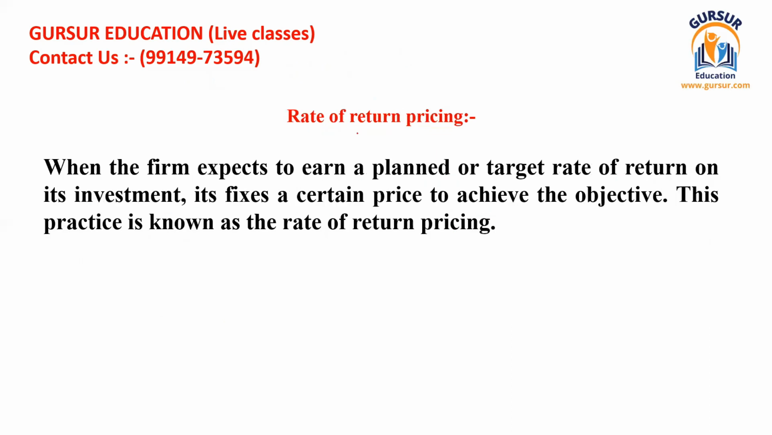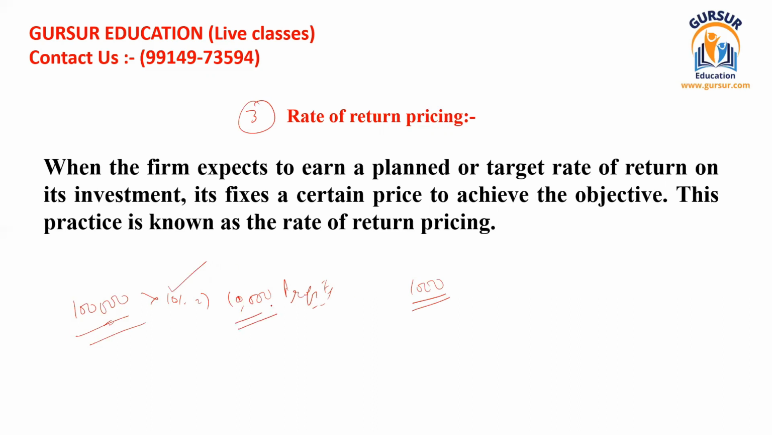The third one is rate of return pricing. Suppose you have made an investment of around 1 lakh rupee in your business and you wish to get a specific return, suppose 10%. You need 10,000 as profit to be earned by selling 1,000 units. So you have produced 1,000 units, this is your initial investment, and this is the rate of return you wish your investment to have.